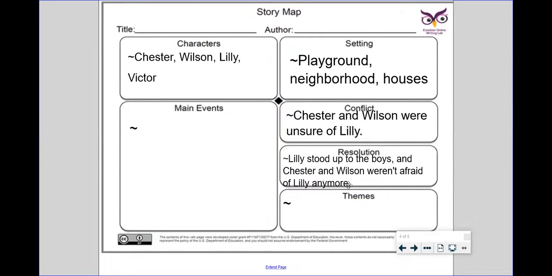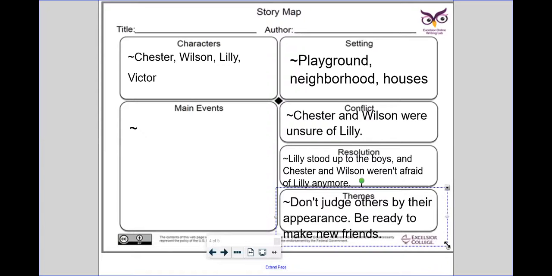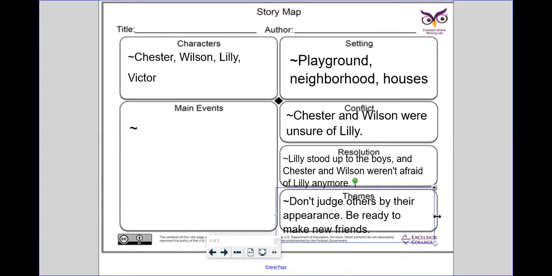Now, the theme here is the life lesson that we can learn from the story that we just read. I talked to some of my students this past week, and they gave me some great examples of life lessons that we can learn from this story. If I use the different parts of all those themes, I would have to say: don't judge others by their appearance, and be ready to make new friends. You never know who could be a good friend, and you should never judge somebody based on their appearance. I think those are great life lessons to learn from this story.